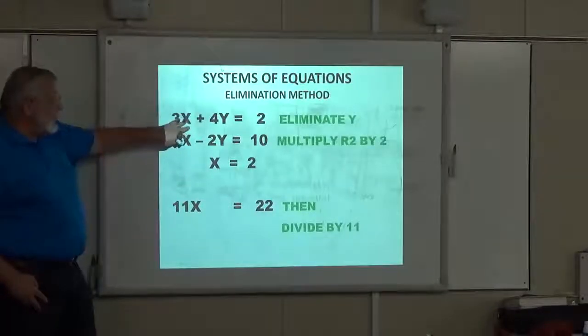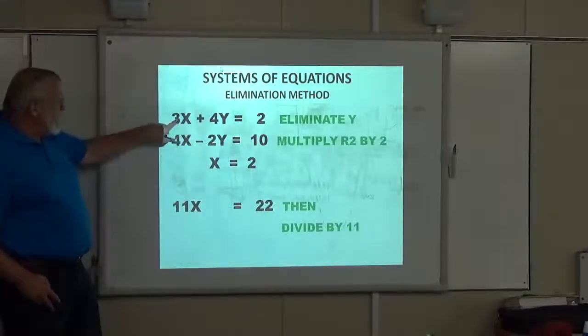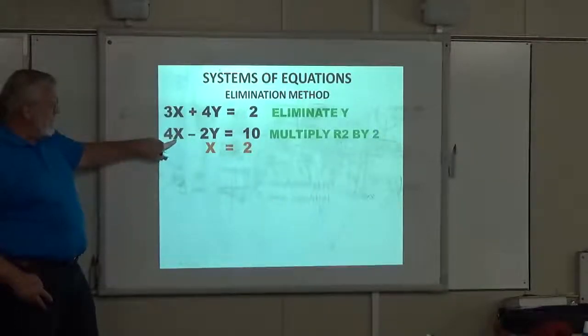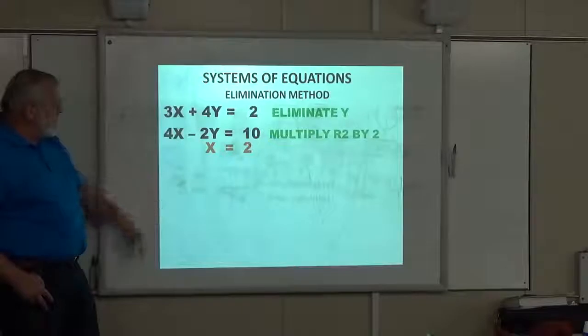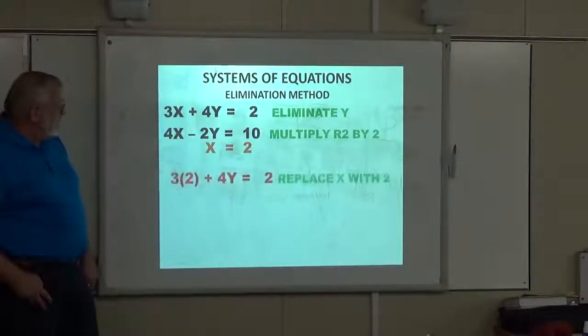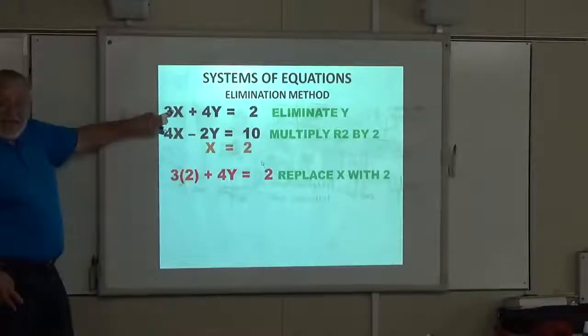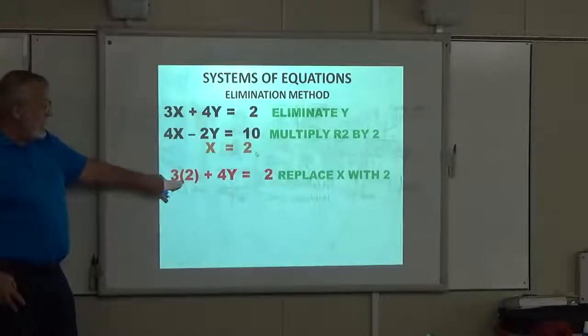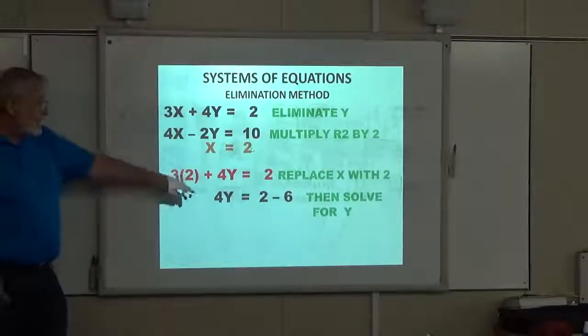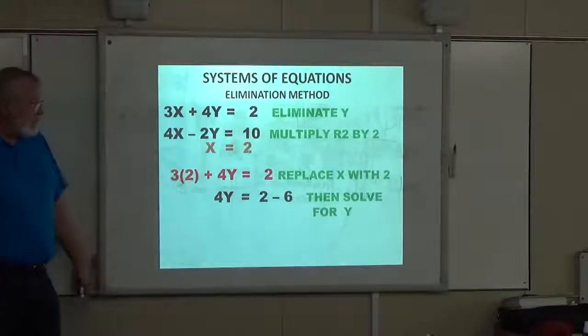So now I have this equation. And if x is 2, then I replace the x with the 2 and have 6 plus 4y equals 4. Subtract the 6, and I get 4y equals negative 4, and so y is negative 1.